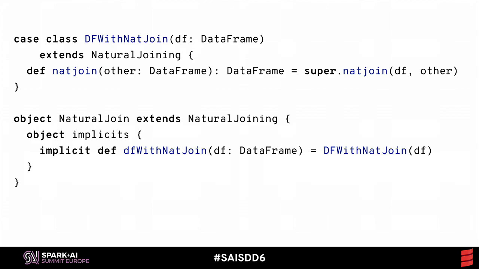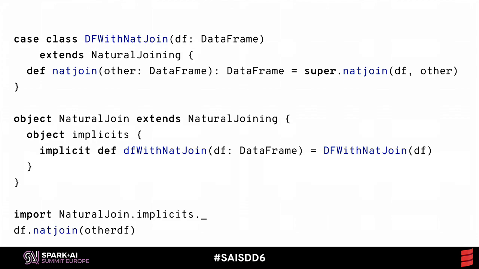And then I'm going to have a way to convert from a data frame to one of these objects that just contains a data frame and has this special natural join method on it. And once I do that, if I import that implicit conversion function from that object into my other code, I can just use that natJoin function on a data frame as if it had been declared in Spark's data frame class. So this is a really cool way to add functionality to classes in Spark that you don't control.